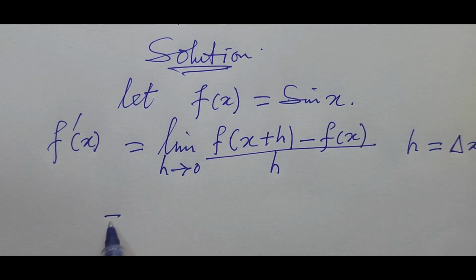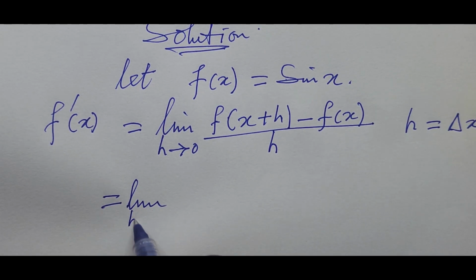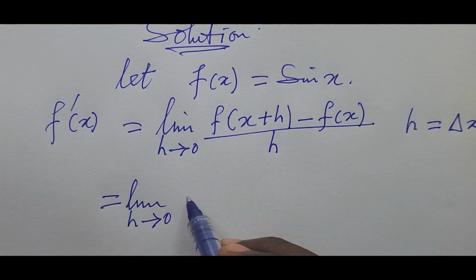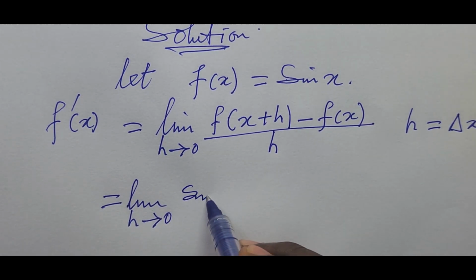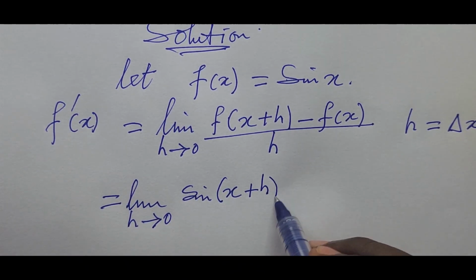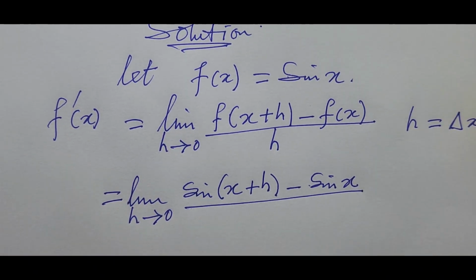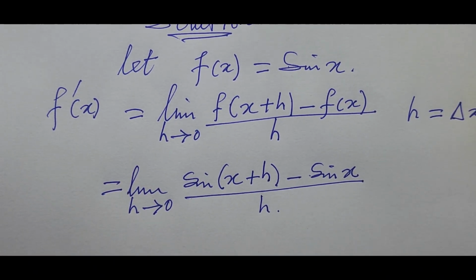Substituting into the expression, this is going to give us the limit as h tends to 0 of sine bracket x plus h, close bracket, minus sine x, all over h. So what is the next step we do here now? We're going to consider some trig identities, the one that has something of this kind.